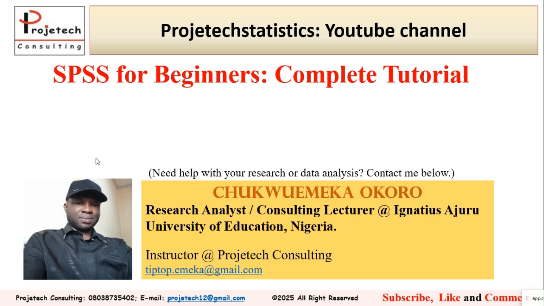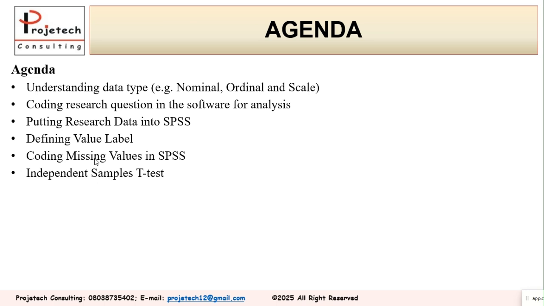Today we're going to discuss SPSS for beginners, a complete tutorial for using SPSS to analyze statistical data. If you're a beginner, this course is for you. We're going to talk about understanding data types in SPSS, coding research questions into the software, putting your research data into SPSS, defining value labels, coding missing values in SPSS, and independent sample t-test.